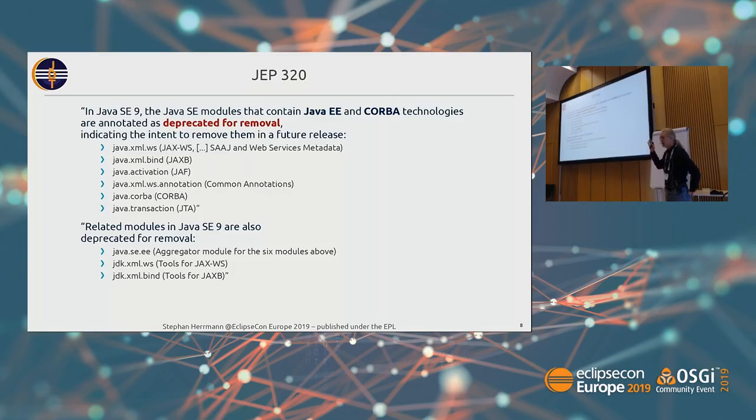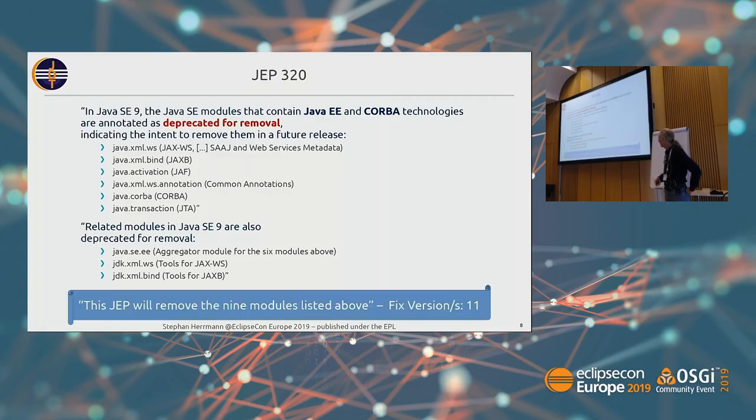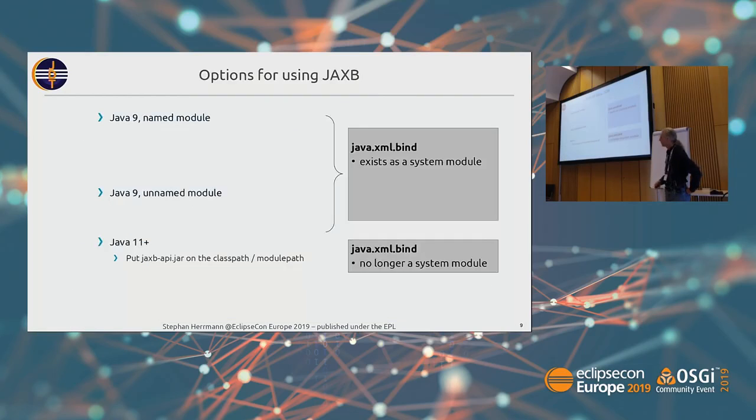lists that mention that in Java 9 some of these things have already been deprecated, and it lists some of the modules that really implement these different standards, and also an aggregator module that just pulls in all of these with one name. And the main point in this JEP is to say, we will remove the 9 modules listed above. And this, if you look into the JDK Jira, is marked as resolved with the fixed version of 11. So in Java 11, none of these modules exist anymore.